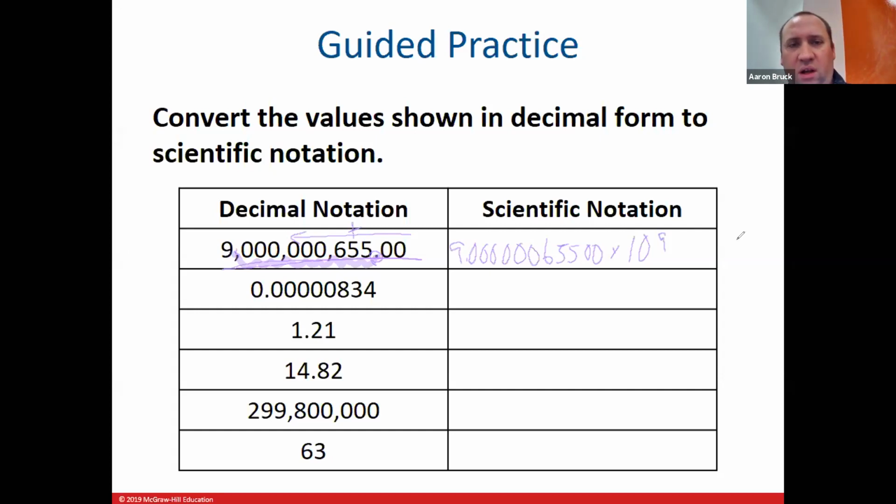For the second one, we want to move the decimal place from here to here. The first two non-zero digits, the first two significant figures, are the 8 and the 3. So our coefficient is 8.34 times 10.